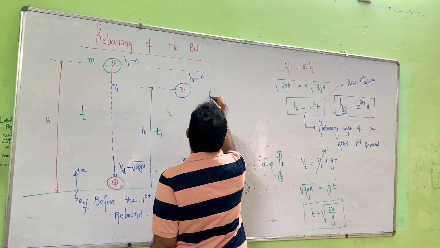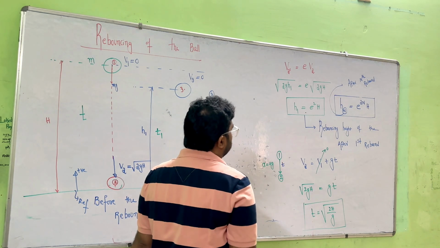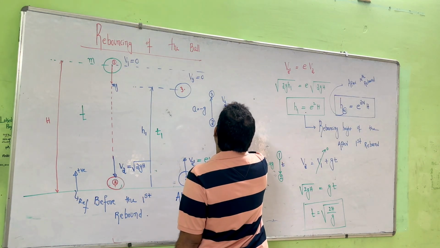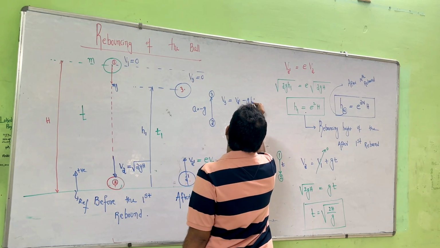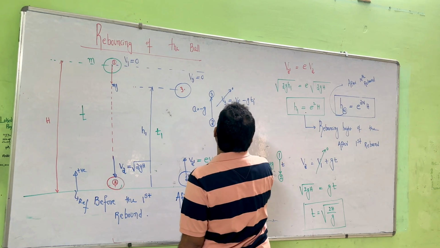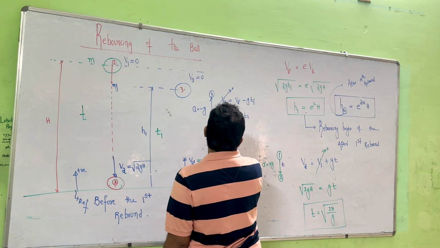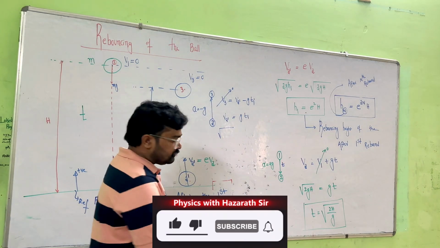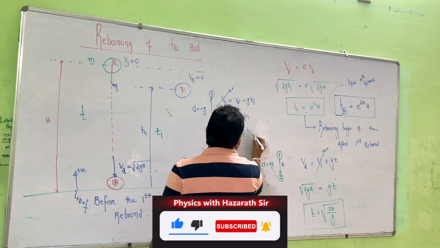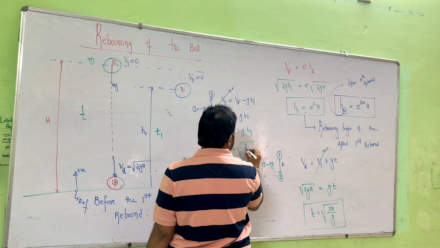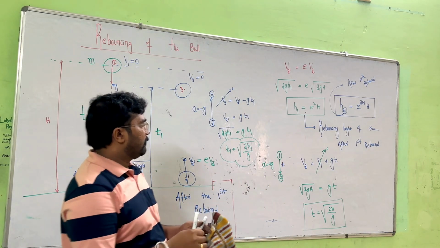Now coming to position 2 dash, 2 to 3. Here a equals minus g. Final equals initial upward minus g t1. The final velocity is 0. v2 dash equals g t1, the square root of 2gh1. So 2gh1 equals g times t1, so t1 equals the square root of 2h1 by g. Are you following?